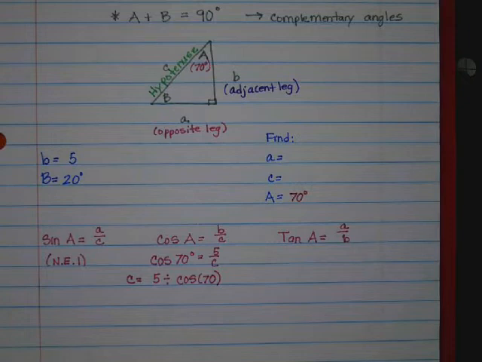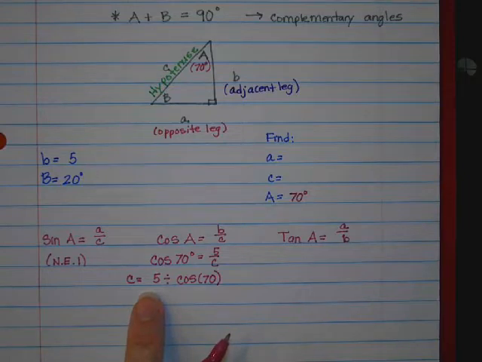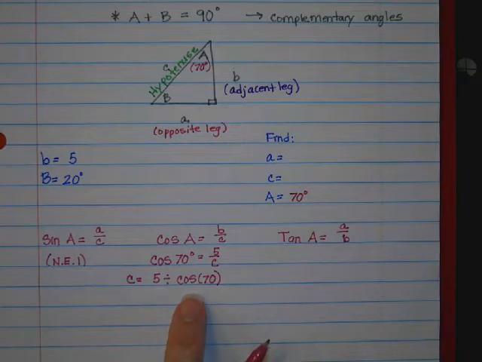So you're going to have to figure out how your calculator works on inputting this. You might have to find this value first and say 5 divided by that, but you cannot do cosine 70 divided by 5. That is not the same thing as 5 divided by the cosine of 70. Think about it in real numbers. 6 divided by 2 is 3, but 3 divided by 6 is not 2. So make sure that you put them in the correct order for division.